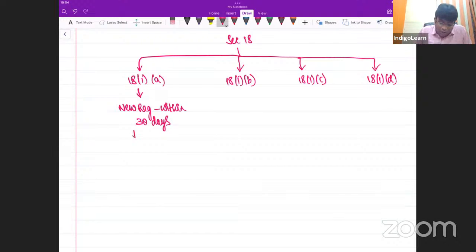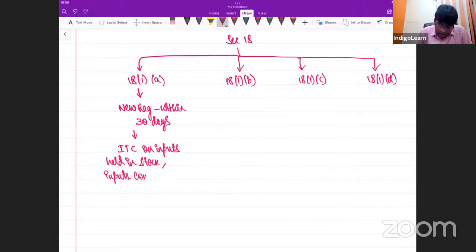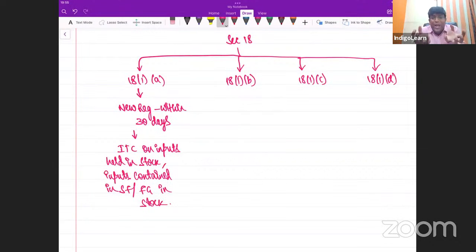No doubt about it. Then if he applied for registration within 30 days, what they told very clearly is that he can claim ITC on inputs held in stock, inputs contained in semi-finished or finished goods in stock. Whatever stock is there with him, on that stock, he can claim input tax credit. This fantastic benefit they are giving, provided you apply for new registration within 30 days. Within 30 days from when? 30 days from the date when you are liable. Very interesting point. Getting clarity?